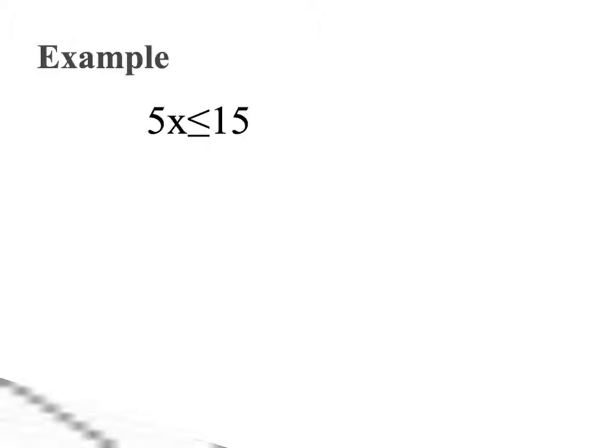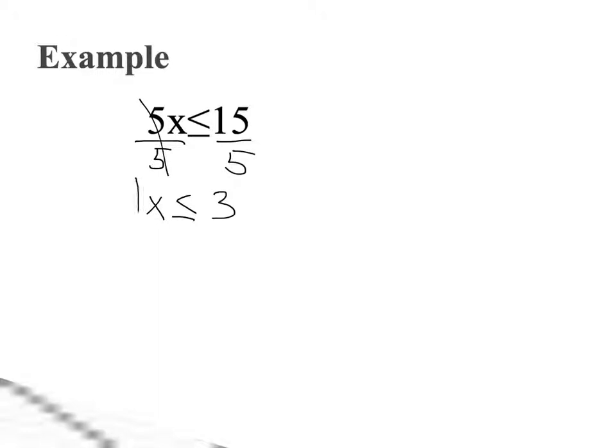Alright, another example here. 5x is less than or equal to 15. First, again, we need to solve our inequality. This is 5 times x. To isolate that x, we need to divide by 5. Divide by 5. We're dividing by a positive 5, so our sign stays the same. x is less than or equal to 15 divided by 5, which is 3.